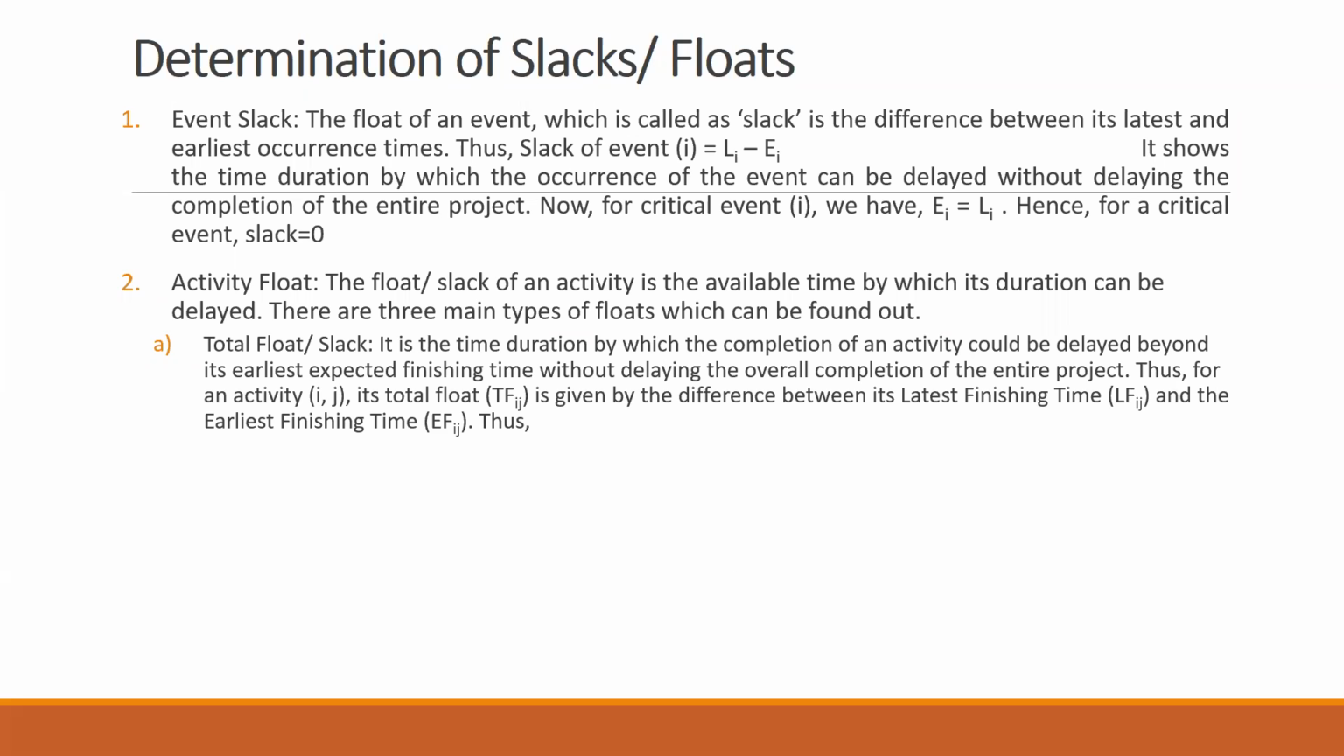The formula is TF. TF, for total float for IJ, is given by LFij minus EFij. As you know, the float or the slack is always calculated using L minus E. So when we talk about TFij, the calculation will be LFij minus EFij. Clear? That is your latest finishing time minus your earliest finishing time. It will give you the total slack.